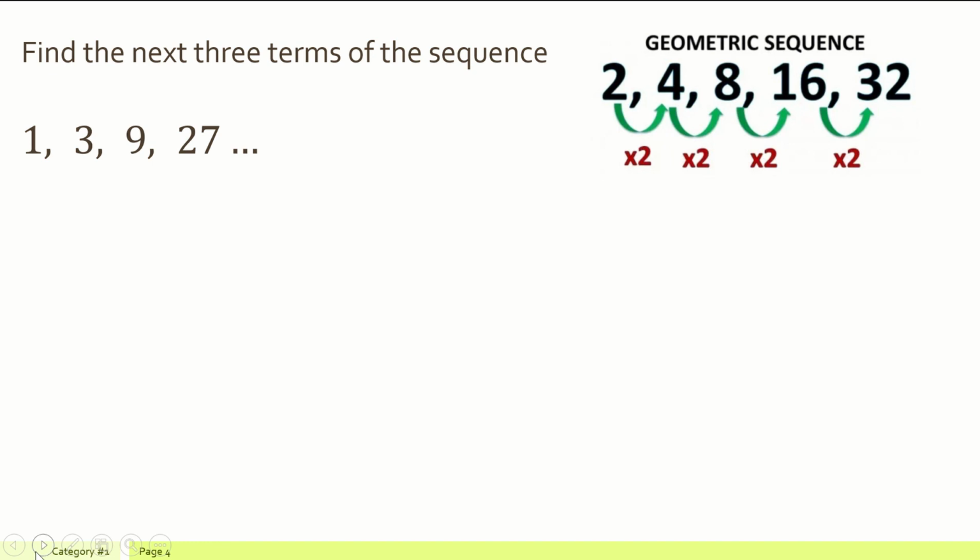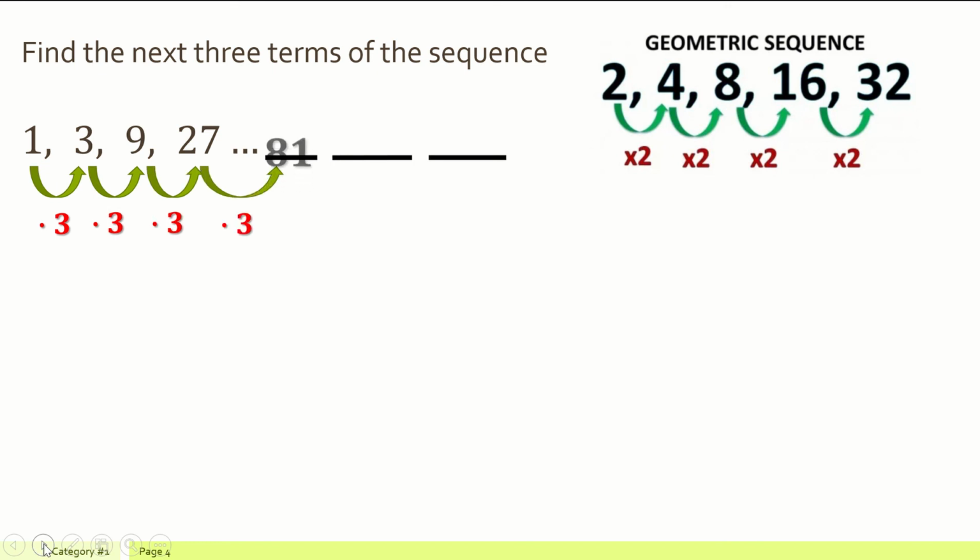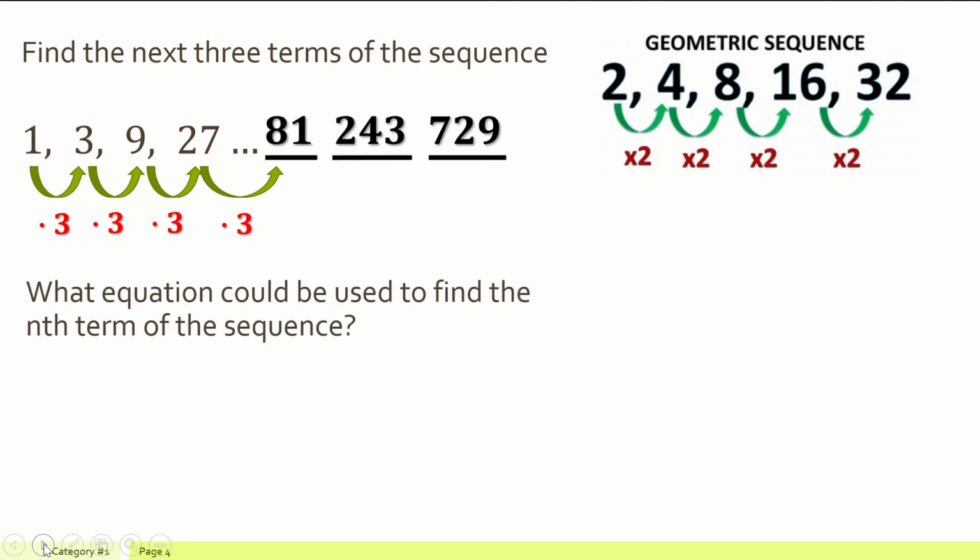That would be geometric. So if we're going to find the next 3 terms in our sequence, we need to identify what is our multiplier. So our common ratio, we would multiply times 3. 3 times 3 is 9. 9 times 3 is 27. And we could continue that pattern: 81, 243, and 729.